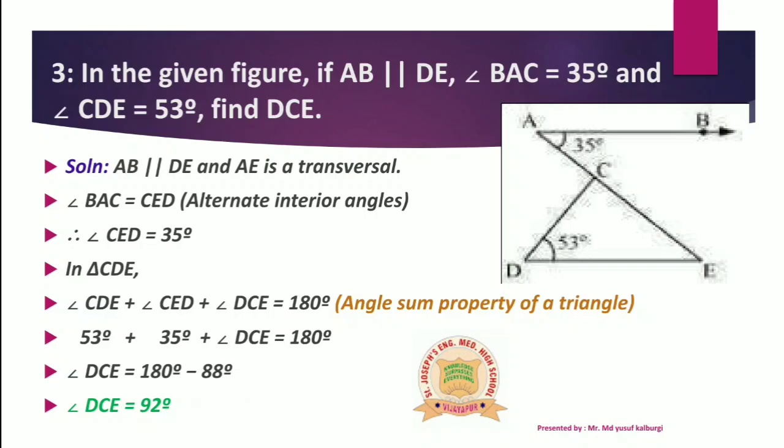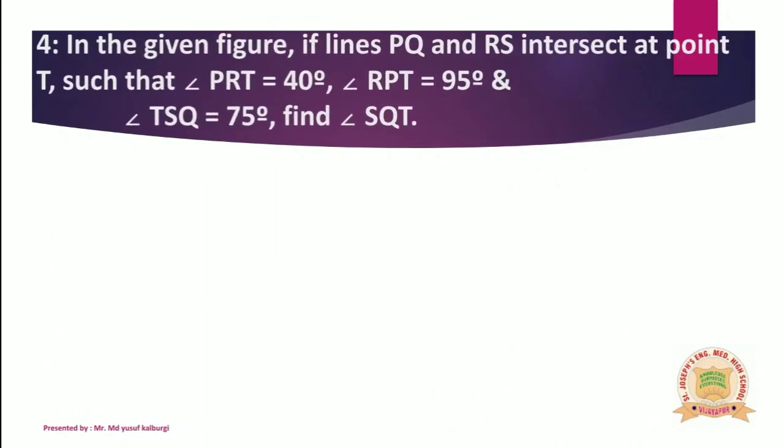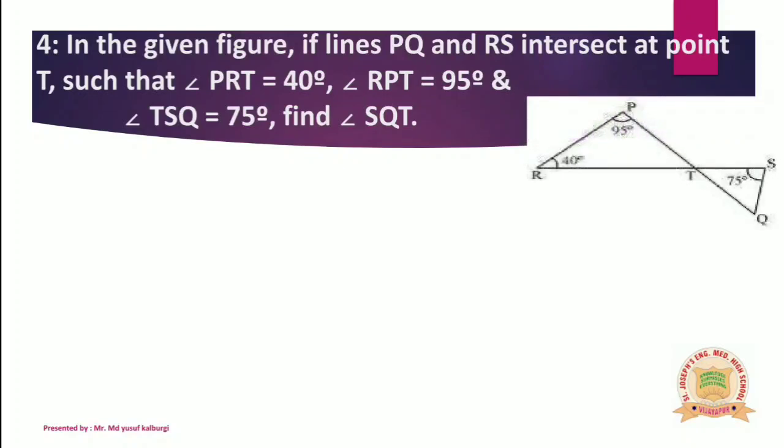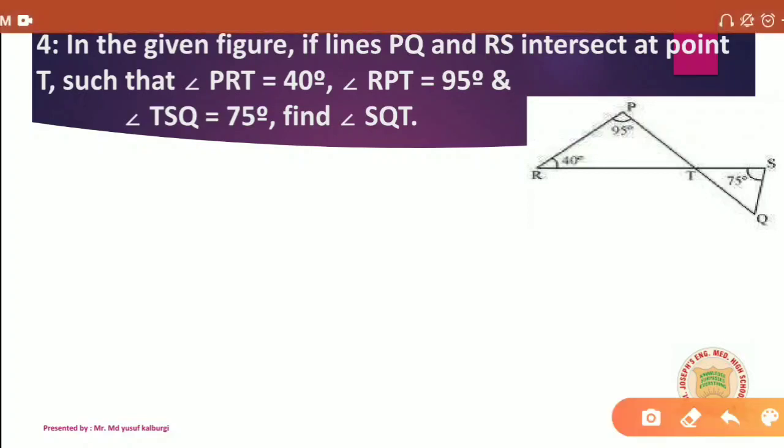Now let's move to the fourth question. In the given figure, line PQ and RS intersect at point T. PQ and RS are two lines which are intersecting at T. Here they have given three angles: PRT is equal to 40 degrees, RPT is equal to 95 degrees, and TSQ is equal to 75 degrees.